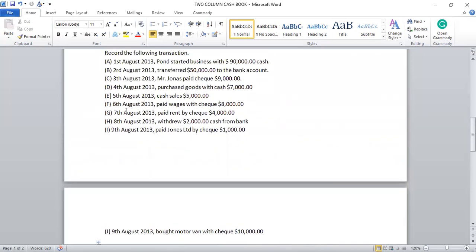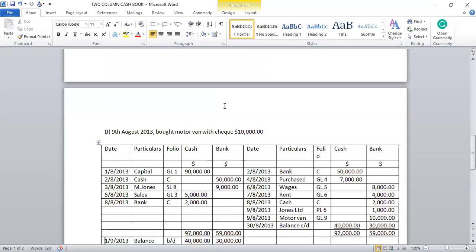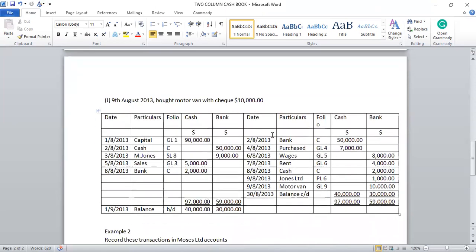The next one, F, 6th August 2013, paid wages with check, $8,000. So the bank account is going to be credited, and the wages account in the general ledger will be debited. So we are only looking at the cash book with the bank transfers. So we come here, 6th August 2013, that's the date. The particulars is wages, and the folio is general ledger page 4, where the wages account can be found in the general ledger, and the bank account is being credited with $8,000.